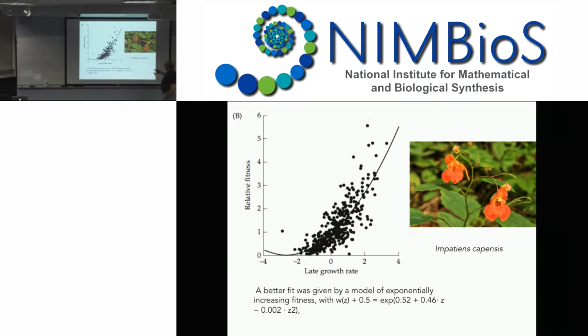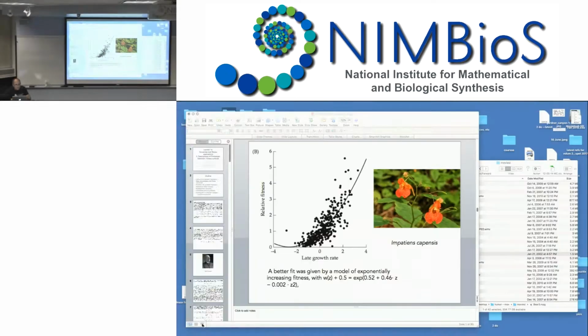Here's another example. Here is late growth rate compared to relative fitness. And if you fit these data, it's obviously got a nonlinear term. If you fit a linear term, you get a good fit. You then ask about a quadratic term, you get a significant quadratic term, and you get this little bump up here. When in fact, when Mitchell-Olds fit these data, he found this curve was better fit not by a quadratic, but by this exponential term we'll talk about in a second here.